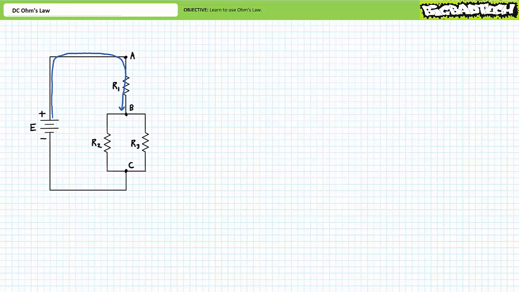Here, current splits into 2 different paths. A portion of current enters the top of R2, travels through R2, leaves the bottom of R2, and enters node C. The other portion of current leaving node B enters the top of R3, travels through R3, leaves the bottom of R3, and enters node C. At node C, current recombines and enters the negative terminal of the voltage source.